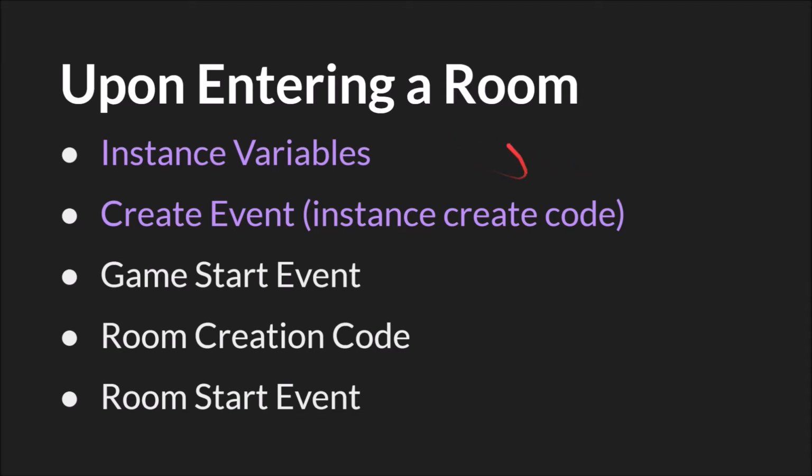I highlighted these two up here because as I understand it, when you create an instance of an object through code, these two things will happen in this order, not this part right here, but the instance variables will be declared, and then the create event of that instance will run.